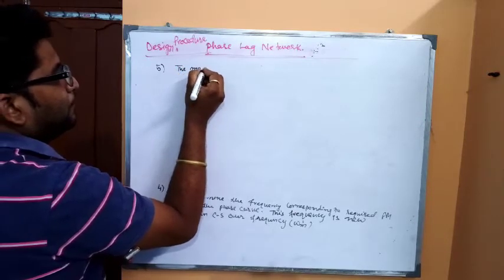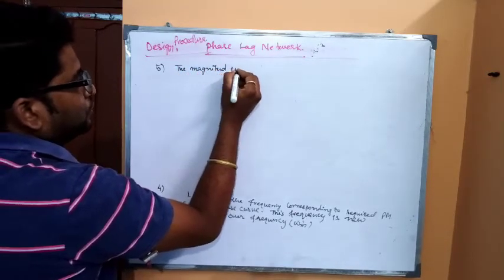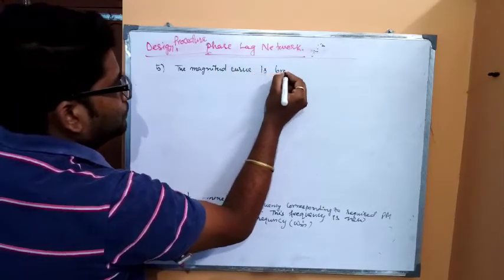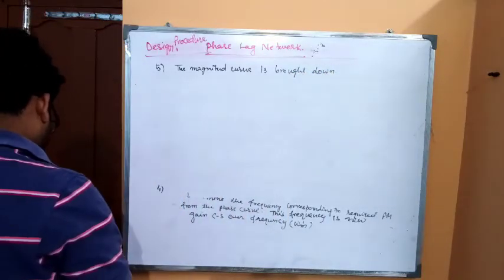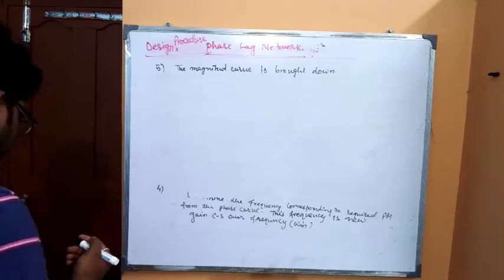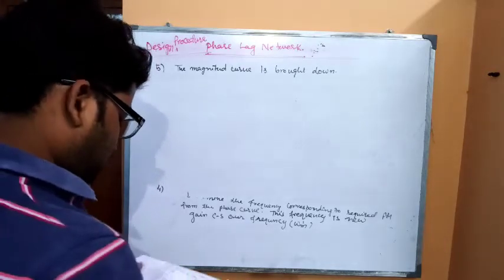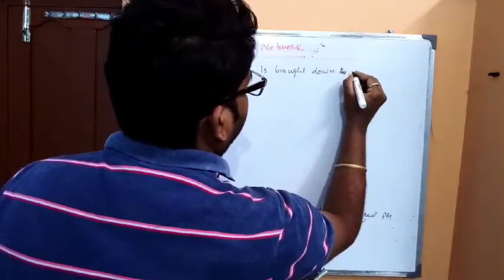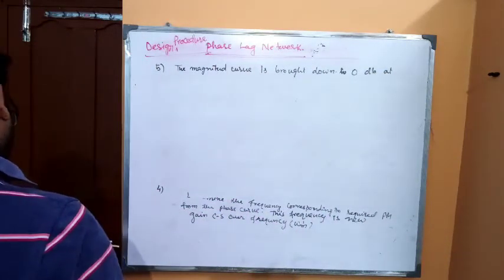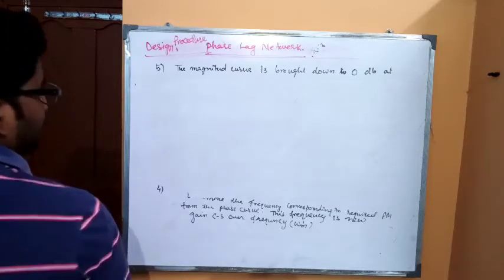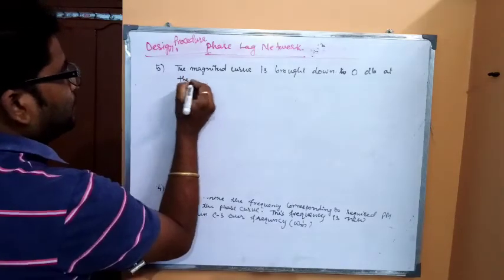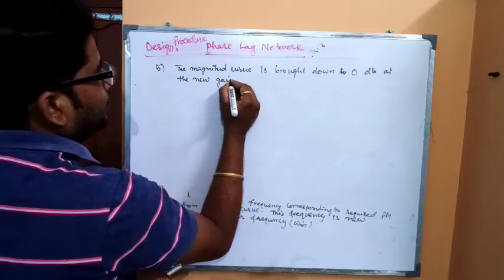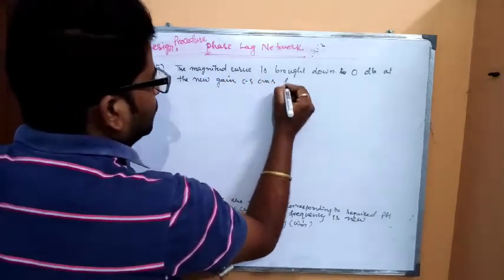The magnitude curve is brought down to 0 dB at the new gain crossover frequency.